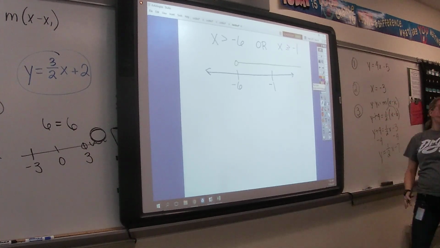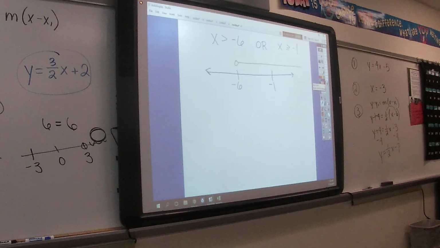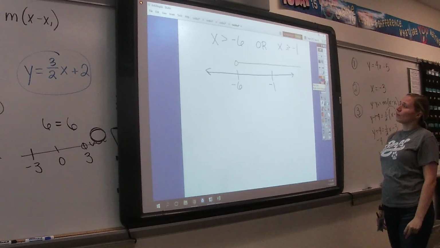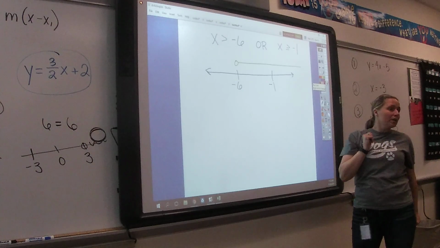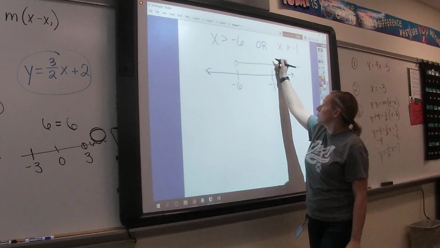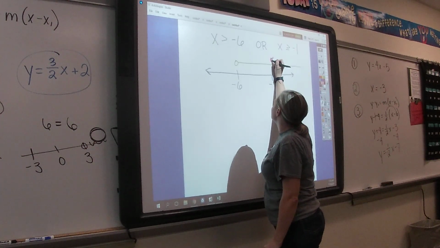Notice how I'm making that line all the way across the number line. Don't just make it really short, all the way across. Open or filled in at -1. Which way am I shading?